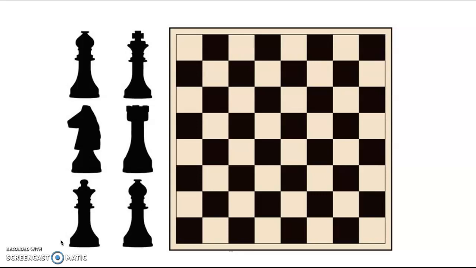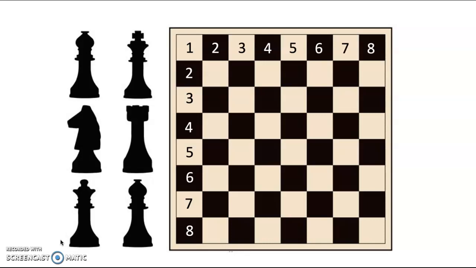I have a chess board here, and I see that it has 8 rows of squares. So let's see, we have 1, 2, 3, 4, 5, 6, 7, 8 rows of squares. And I also see that each row has 8 squares. Let's see if I'm right. 1, 2, 3, 4, 5, 6, 7, 8.